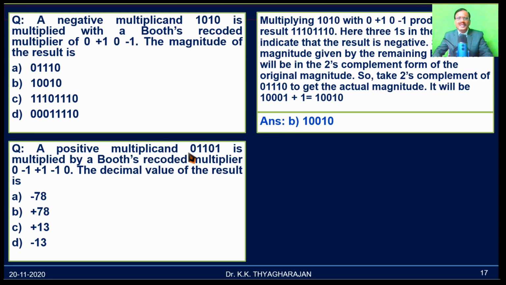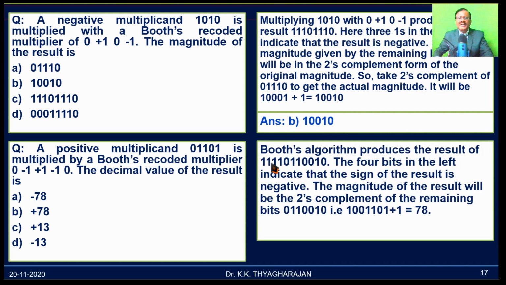You have to multiply 0 1 1 0 1 with 0 minus 1 plus 1 minus 1 0. You multiply just like a binary multiplication. When you are multiplying by -1, you can extend the sign on the left side by adding ones because the result is negative. When you are multiplying by +1, it will be positive. So you can add zeros on the left side. Any number of zeros you can add. So let us see how to find the solution. You multiply this, you will get this value.